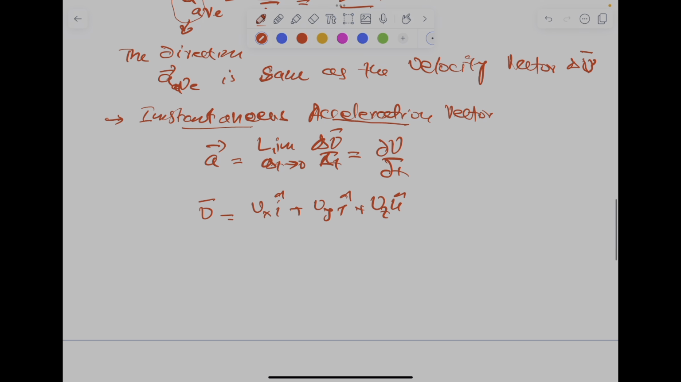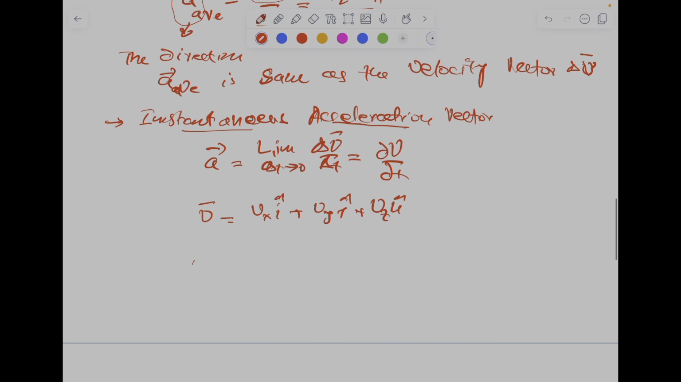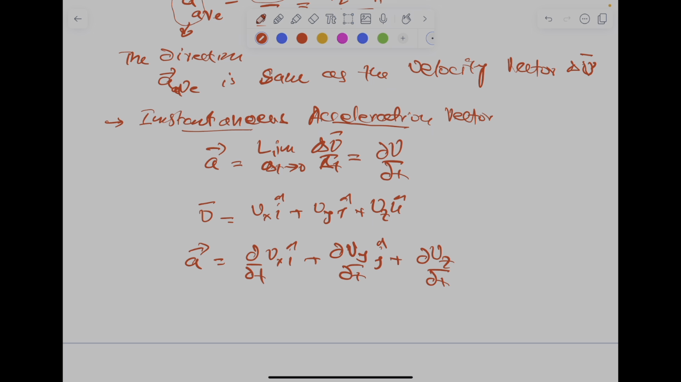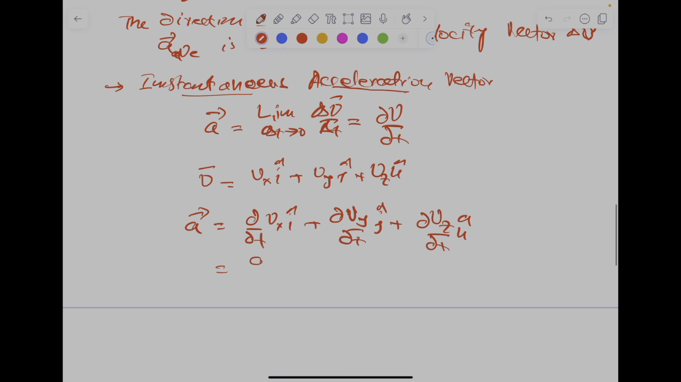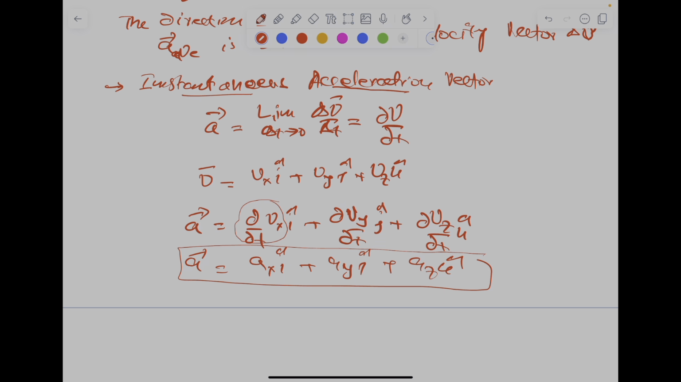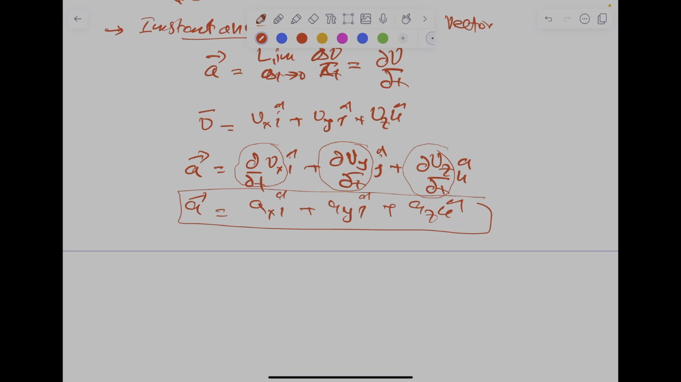So your instantaneous acceleration is d/dt of vx i, plus dvy/dt j, plus dvz/dt k. So this is your ax i, ay j, and az k. This is your acceleration vector. This is the acceleration along x, this is the acceleration along y, and this is the acceleration along the z-axis.